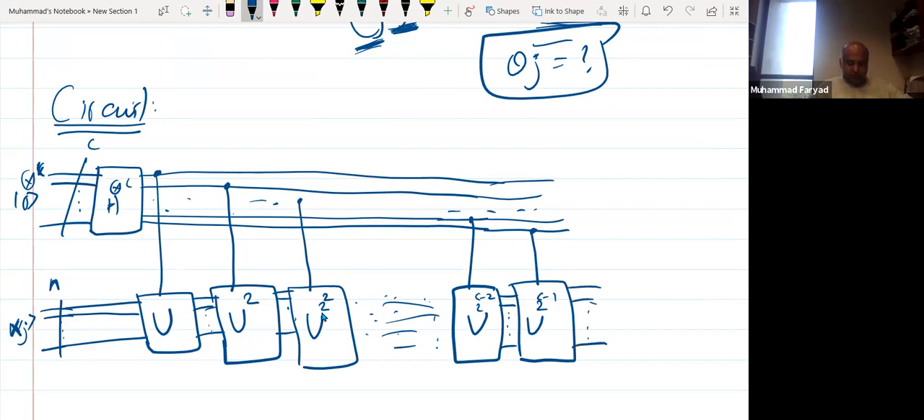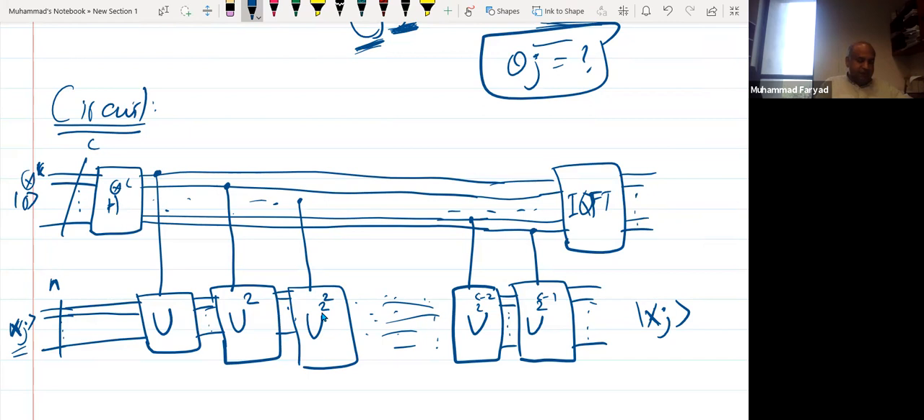I'll prove a little bit later that at the output, I will still get the same eigenvector right over here. And then on these c qubits, let's perform the inverse quantum Fourier transform. Our claim is that at the output here, we will have a state from which I can measure theta j. This is the circuit. And let me show how it works now.